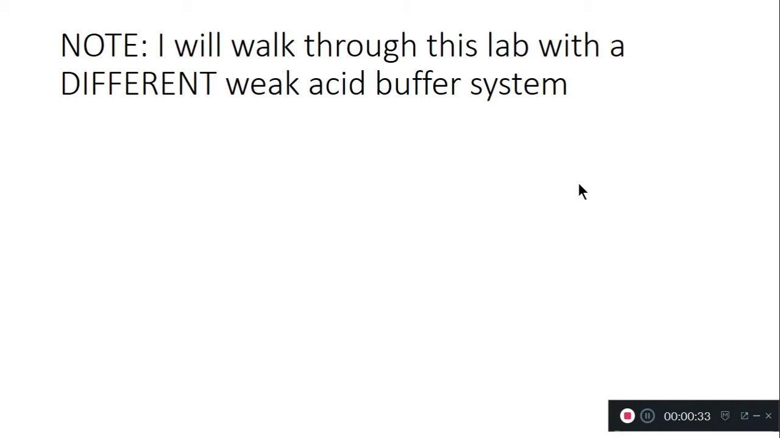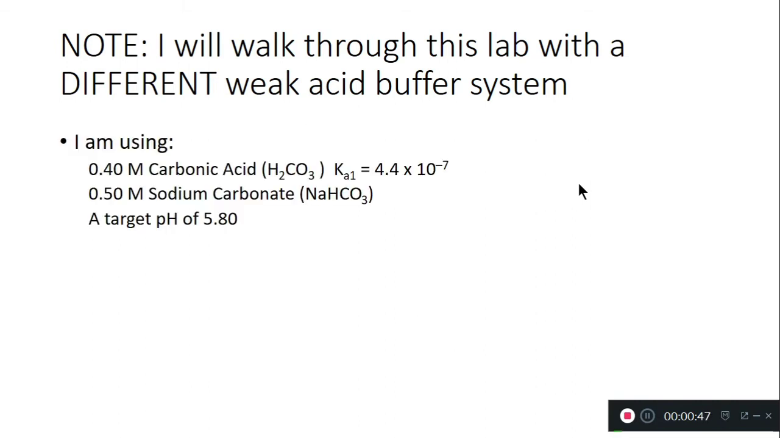So rather than actually doing any wet chemistry, we're just going to walk through some of the steps of what we could do, and we're not going to get into actually making these buffers, nor are we going to add things to the buffers. So in this lab, I am going to use carbonic acid as the weak acid and sodium carbonate as the conjugate base. I'm going to use a 0.4 molar solution of carbonic acid and a 0.5 molar solution of sodium carbonate. I'm going to aim for a target pH of 5.80.